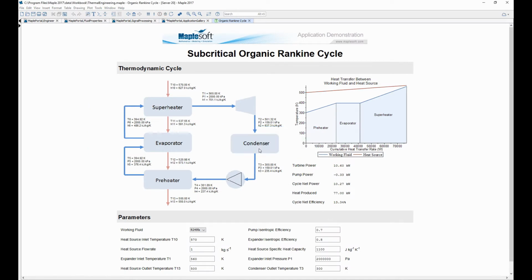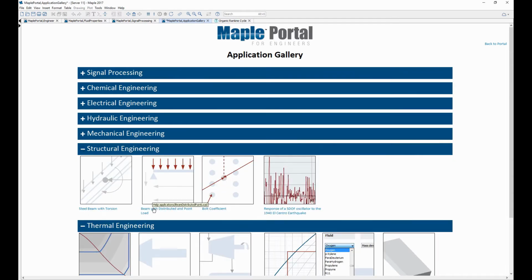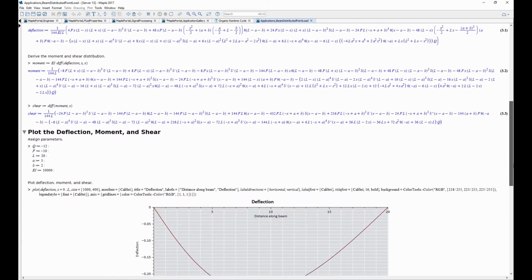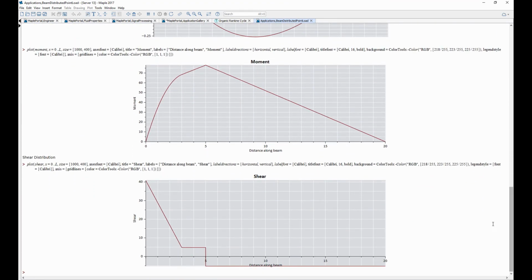This application, for example, models the heat flows and thermal efficiency of a subcritical organic Rankine cycle. Here, we derive the symbolic equations that describe the deflection, shear, and moment of a beam under a combined distributed and point load.